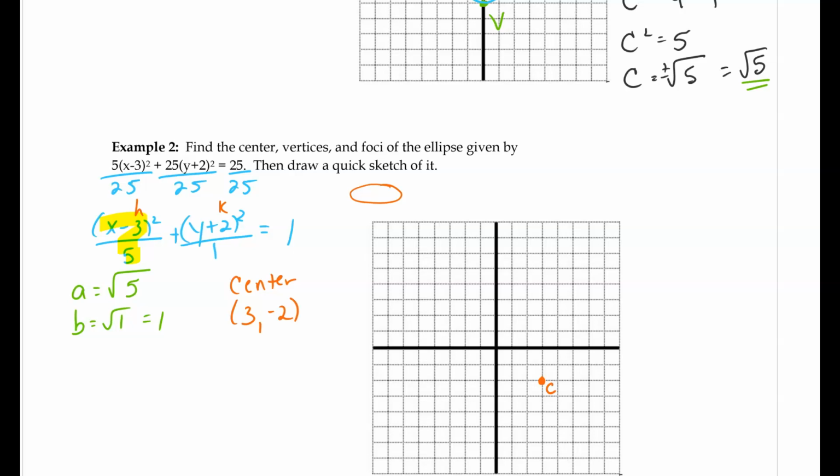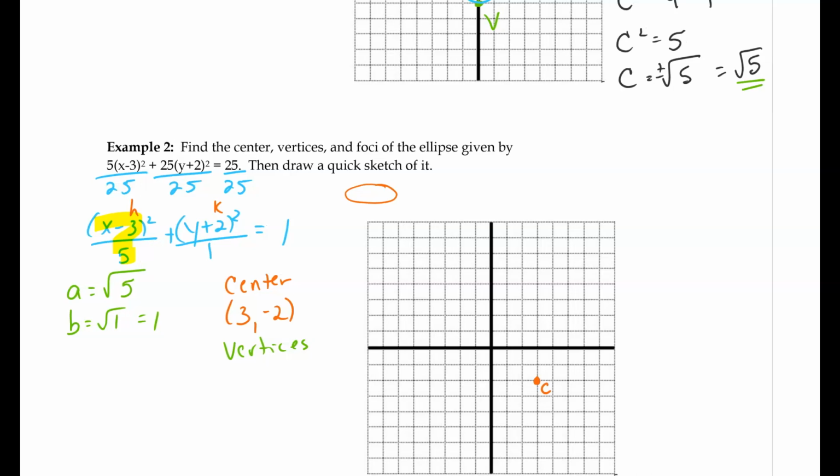All right, so to get our vertices, we go horizontally. So we go over root 5, about 2, 2.5, but those would be your 2 vertices. So how do we do this? We added or subtracted that to my x value because we moved horizontally. So your vertices are going to be 3 plus root 5, negative 2, and 3 minus root 5, negative 2.